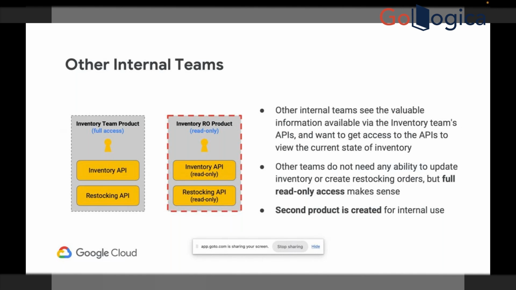All the other internal teams which are different from the main inventory team can use this product and access the APIs, where they can do the get call and read the data. So only read only. So you get a second product. Now we have the same set of APIs. You can see the APIs are still the same, just that we created two products for the same set of APIs. One is full access, another one is read only access.